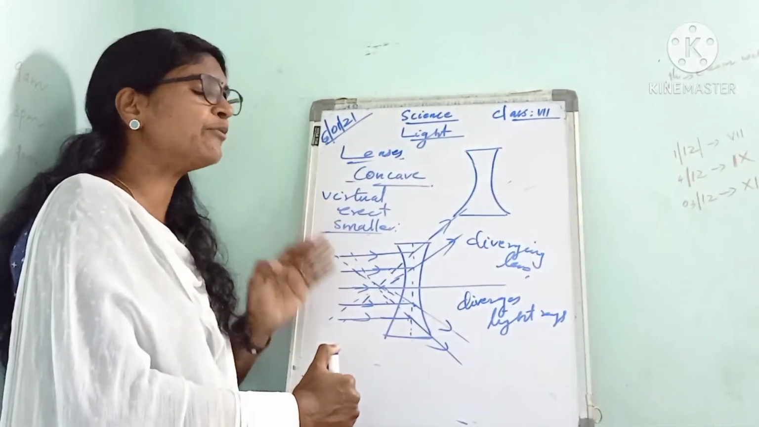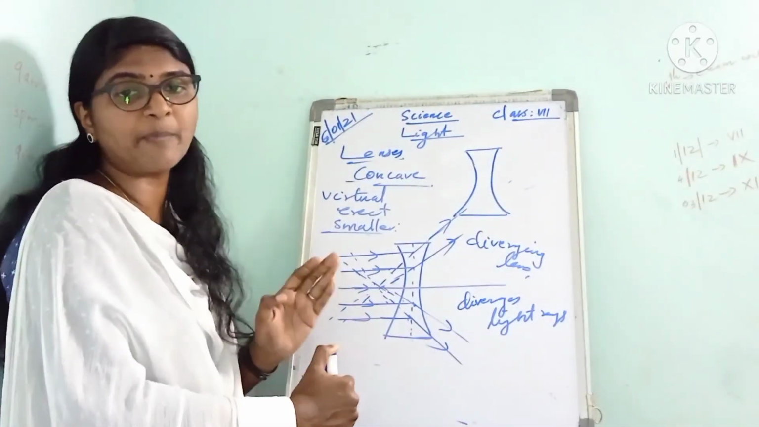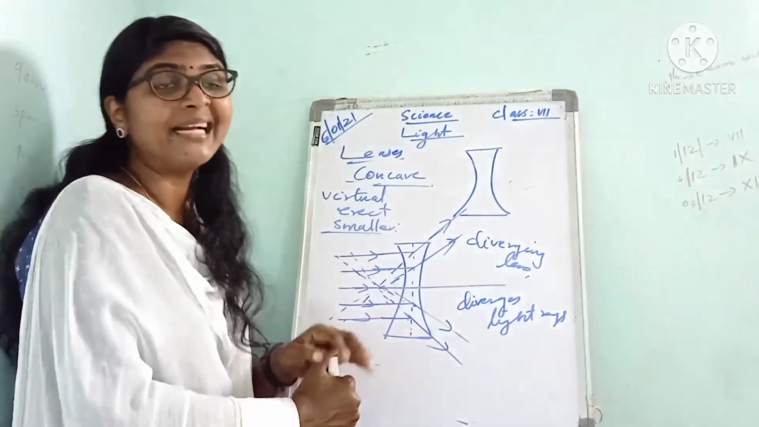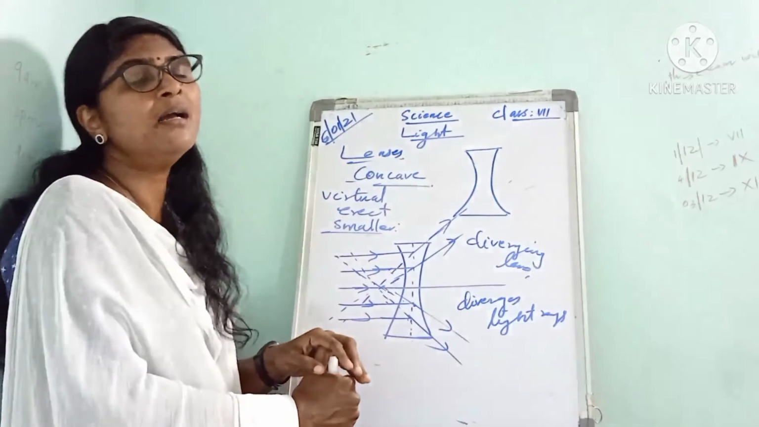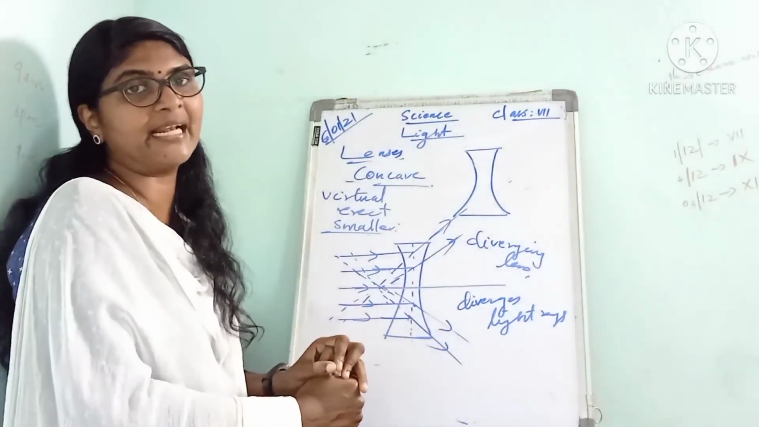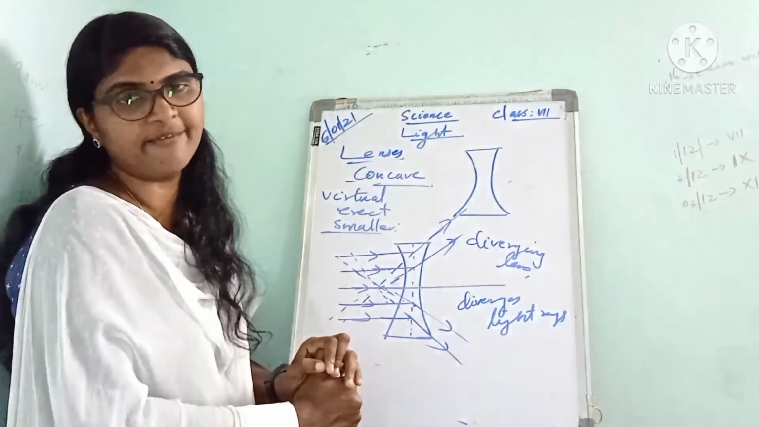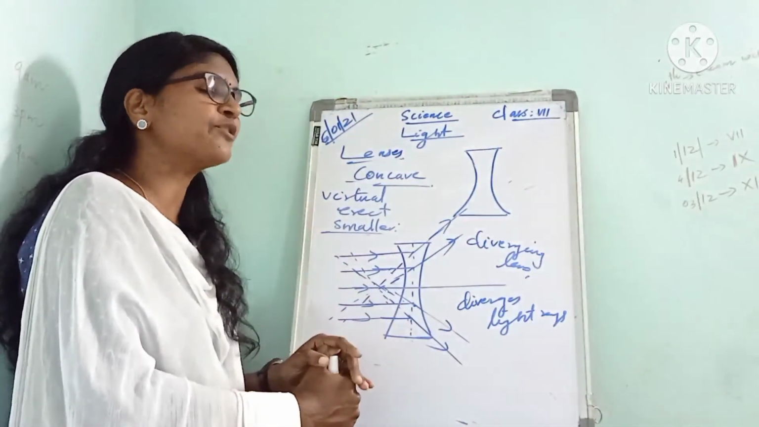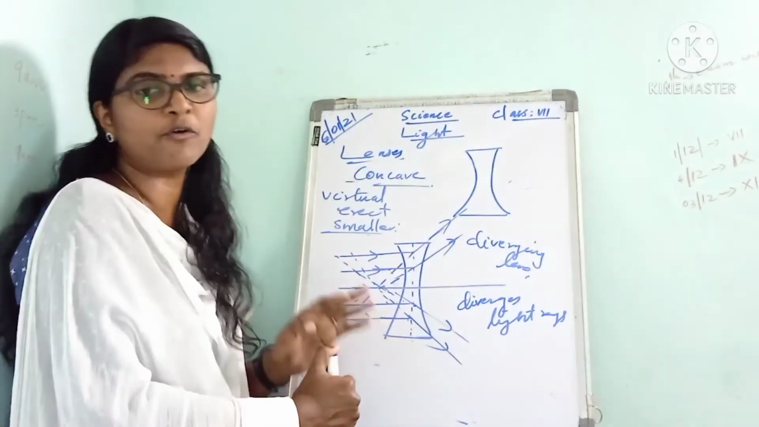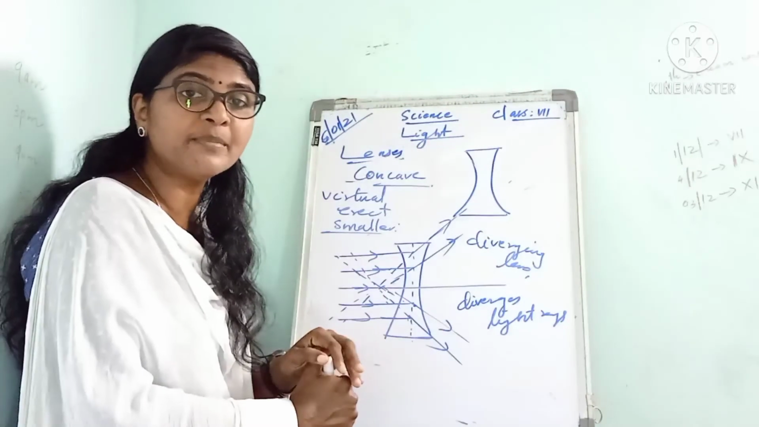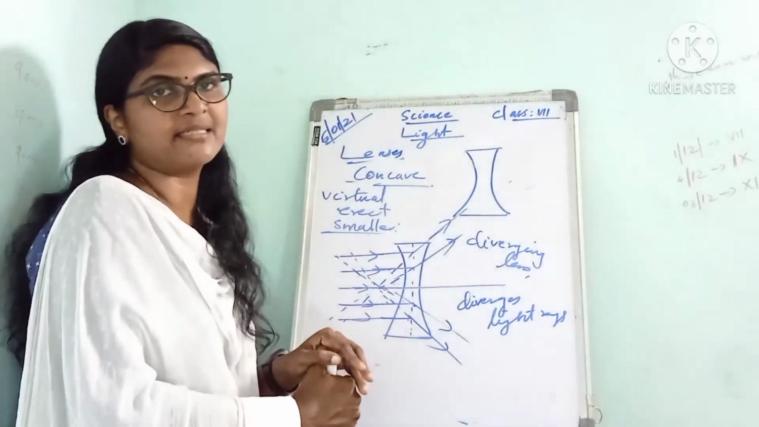Then what are the uses of a concave lens? A concave lens is used in spectacles for people who can't see distant objects clearly. Some people are unable to see distant objects clearly. Such a person wears spectacles made of a concave lens. That is the use of a concave lens.